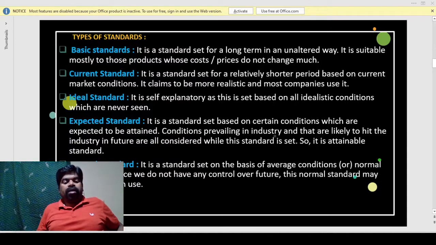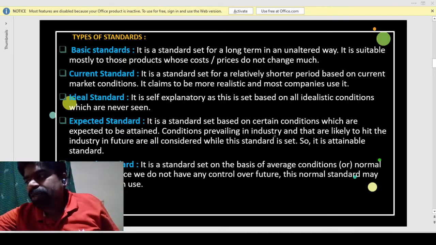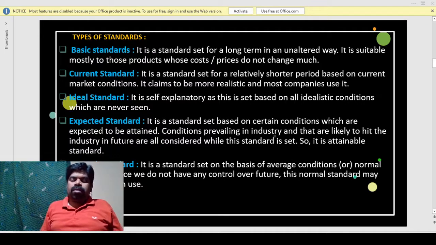Next, expected standard. It is a standard set based on certain conditions which are expected to be attained. Conditions prevailing in the industry, and those that are likely to hit the industry in future, are all considered while this standard is set. So it is an attainable standard. When certain conditions are fulfilled, what would be the standard cost? If certain conditions are not fulfilled, then what will be the standard cost? That is expected standard.